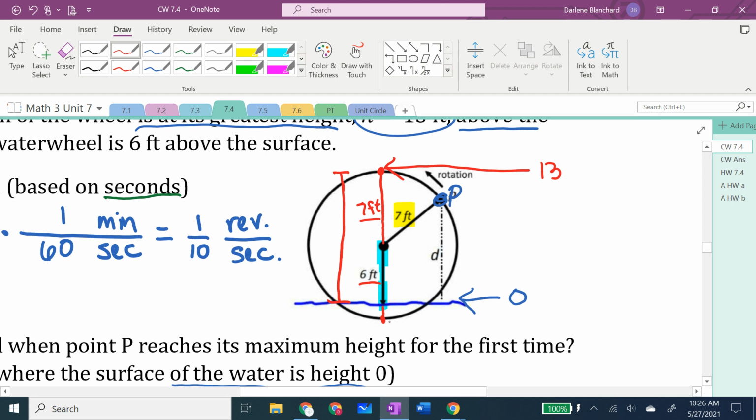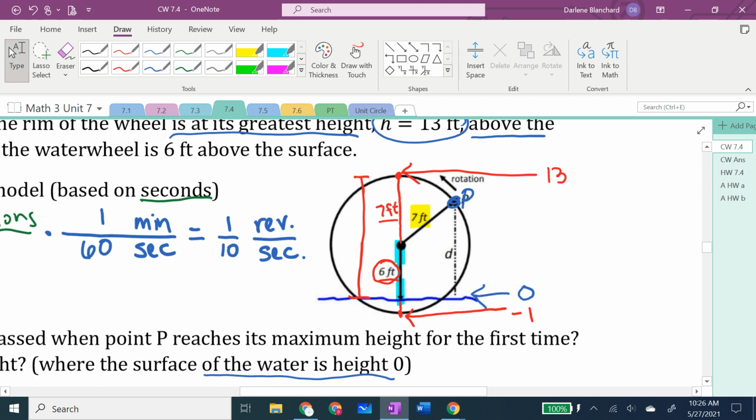What is my low point? -1. And I find that because I know that from the center of the wheel, it goes down 6 feet down from that center and hits the water. There's 1 more foot of the radius to go. So -1 is the lowest point.